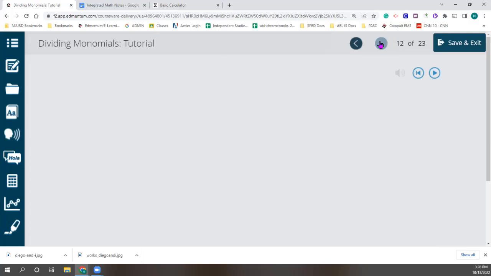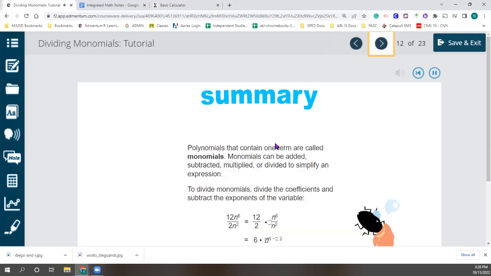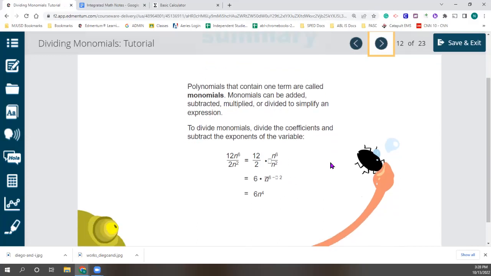Wow, that's a little tricky. Polynomials that contain one term are called monomials. Monomials can be added, subtracted, multiplied, or divided to simplify an expression. To divide monomials, divide the coefficients and subtract the exponents of the variable. All right. So polynomials are the same thing. There's just more steps.